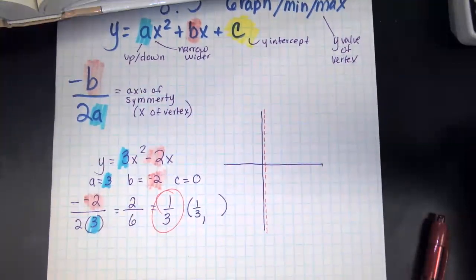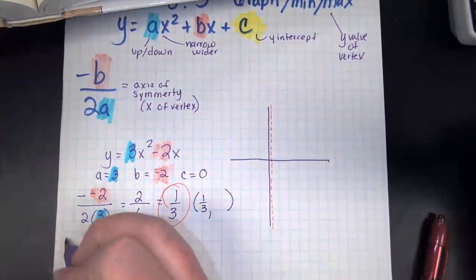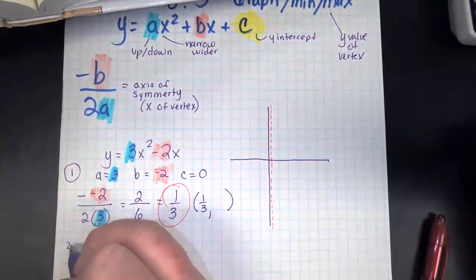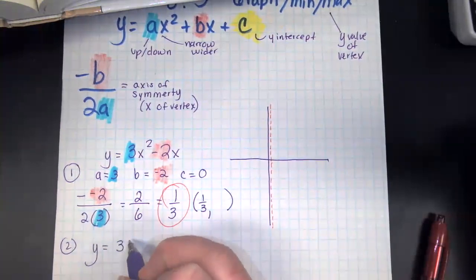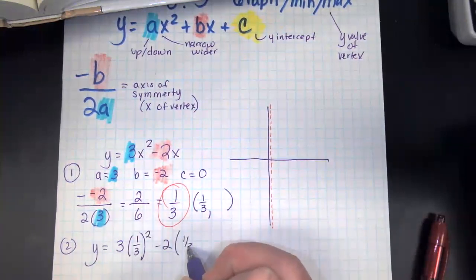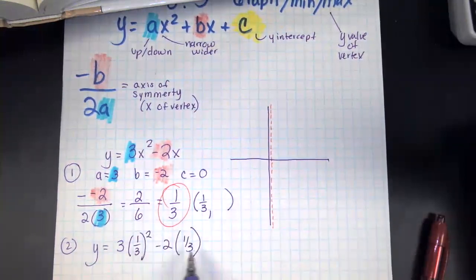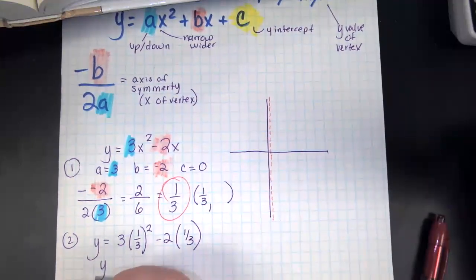So the next question is, how do I find the y value of the vertex? Well, step 2, so this is really step 1. Step 2, go ahead and take that 1/3 and plug it into your equation. So instead of x, let's plug in 1/3. That's going to tell us where that's going to hit, okay, on the y on this axis of symmetry.